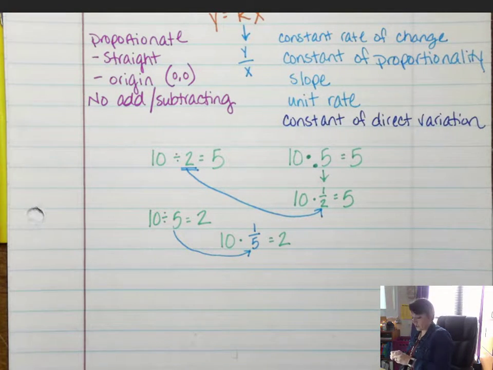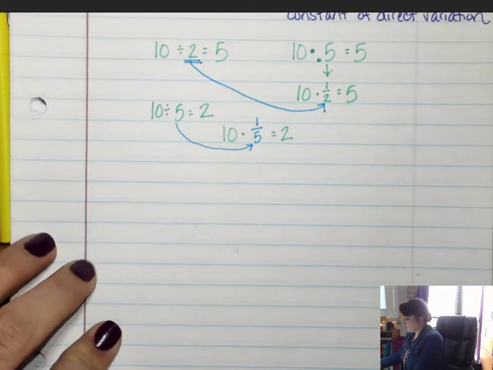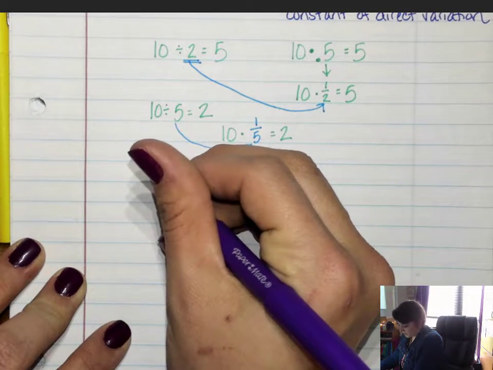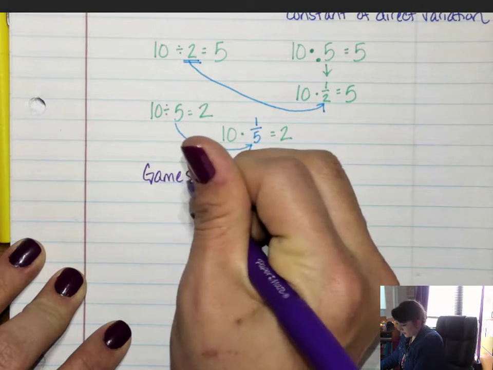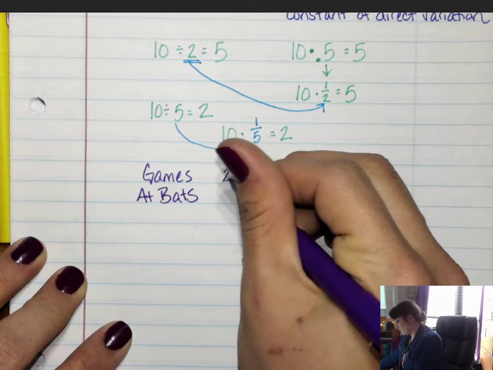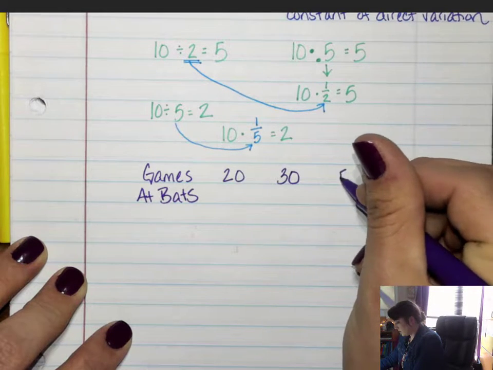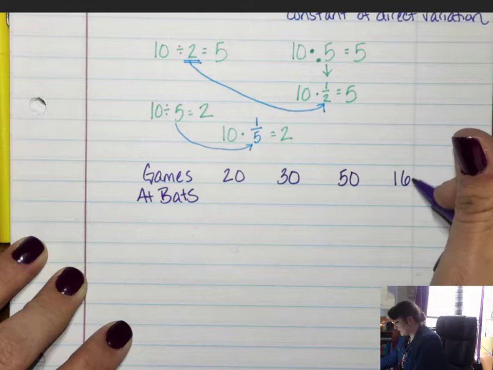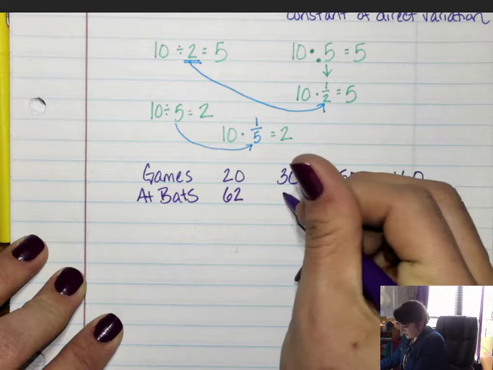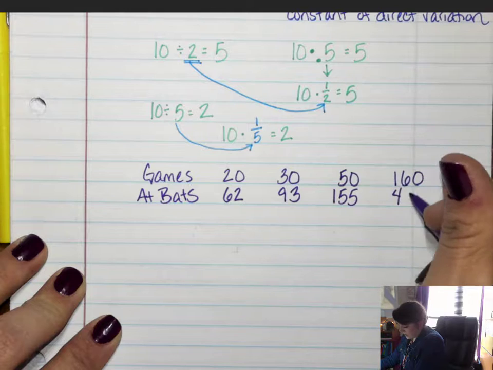All right. We're just going to do a quick example and go through a review of what we've done in the past to what's going to work with this. We're going to compare games and at-bats. Why? I don't know. I just liked this example. How many times you go to the plate? 20, 30, 50, 160. And then at-bats is 62, 93, 155, and 496.